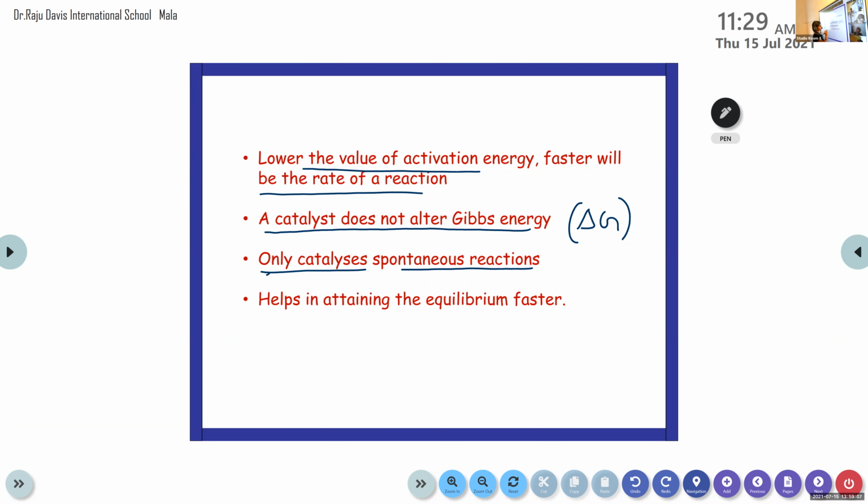And one more point, it helps in attaining the equilibrium faster. What do you mean by the equilibrium state? That means the rate of forward reaction and the rate of backward reaction will be equal, right? So it helps in attaining the equilibrium faster. It does not alter the rate of forward or backward reaction alone, but it helps in attaining the equilibrium faster. Or you can also write it alters the rate of forward and backward reaction to the same extent.